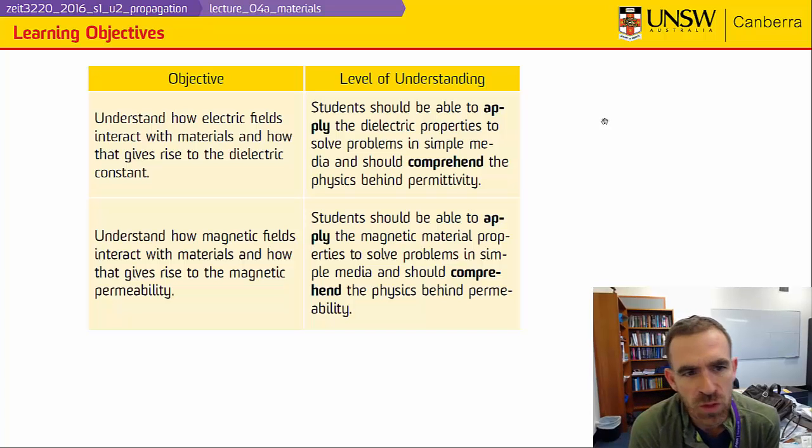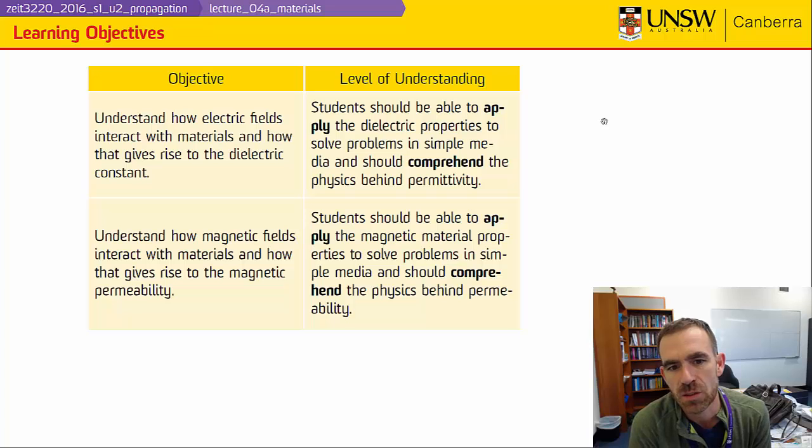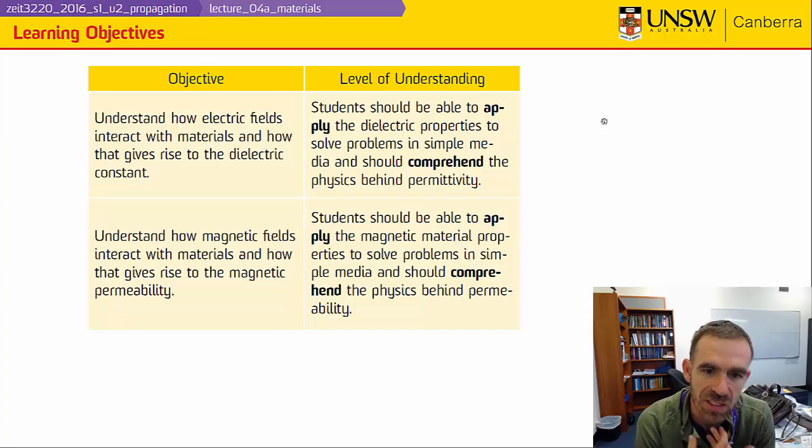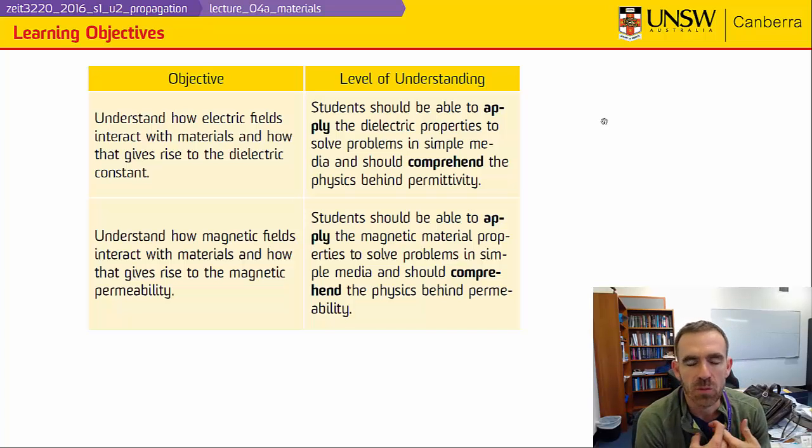We have a couple of objectives from this lecture. The first objective is that we want to know how the electric fields interact with materials, what happens when an electric field interacts with a material, and ultimately how that allows us to get to the dielectric constant, which is the macroscopic quantity that we generally use to describe a dielectric.